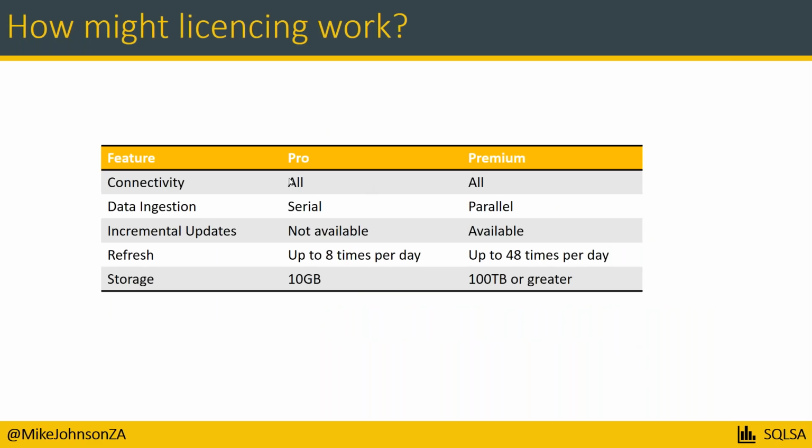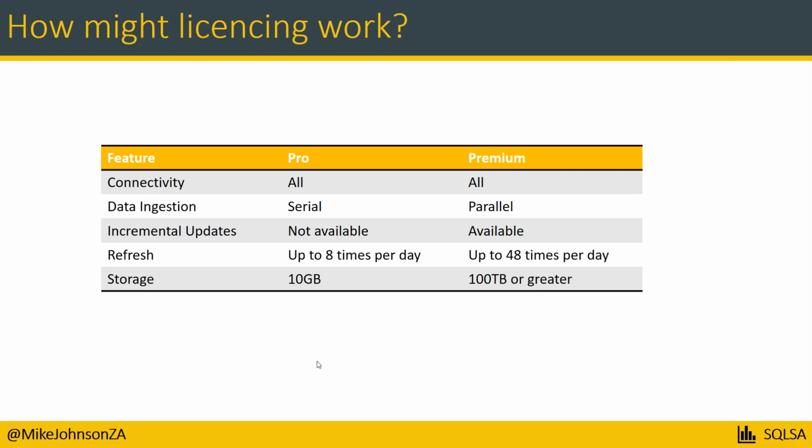Before we close off, let's have a look at how licensing might work, because that's usually what everybody's interested in. This is all speculation with a little bit of insight from things like the Power BI business summit that took place. We're expecting that both Pro and Premium will support all of the connectors. One limitation we might find in Pro is that it only allows us to ingest data in serial, versus Premium supporting parallel. This really has to do with minimizing impact, that noisy neighbor problem.